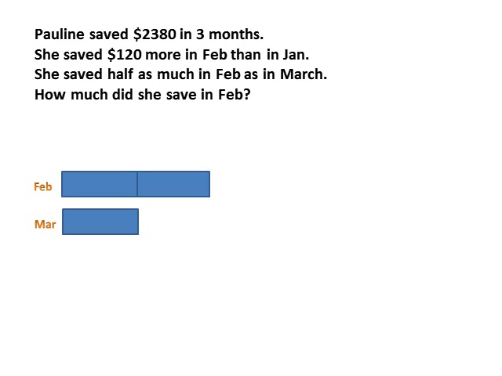Alright, so let's go back to the second line. She saved $120 more in Feb than in January. So we know that she definitely saved less in January. Alright, so this will be our January. But we need to have some sort of relationship between January and February. And it did say that she saved $120 more in February than in January. So we need to add 120 to your January to make it the same as your Feb, right? Okay, so that's 120.